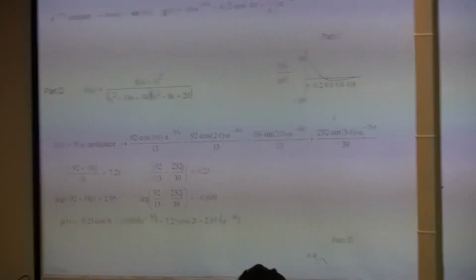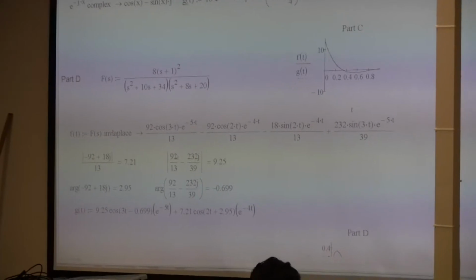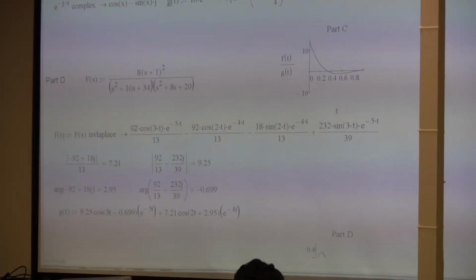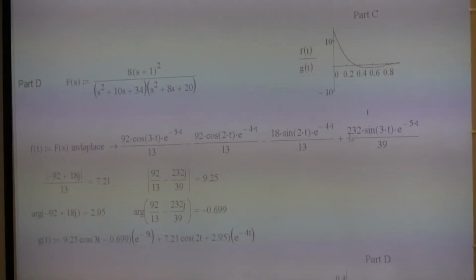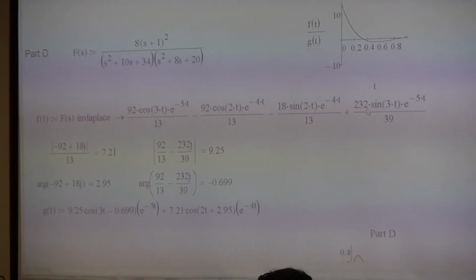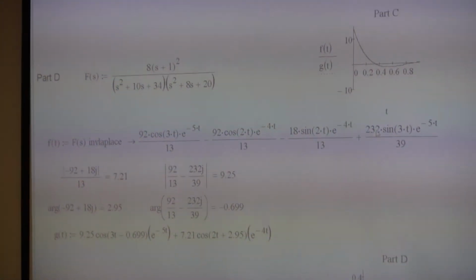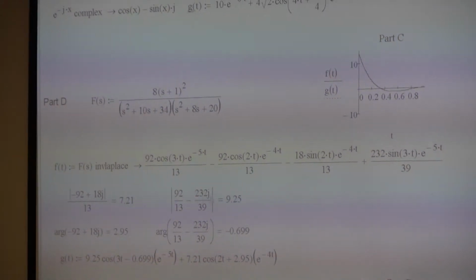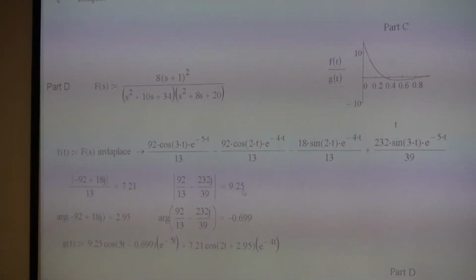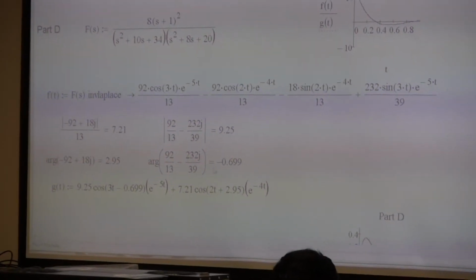The second one here, the second group, is coming from the magnitude of these two components, and this one is again 92 over 13 positive, and this one is 232 over 39, but we're multiplying it by negative j because of the sign. So we end up with this, and this gets us our magnitude, and the argument of that same then gets us the phase angle.